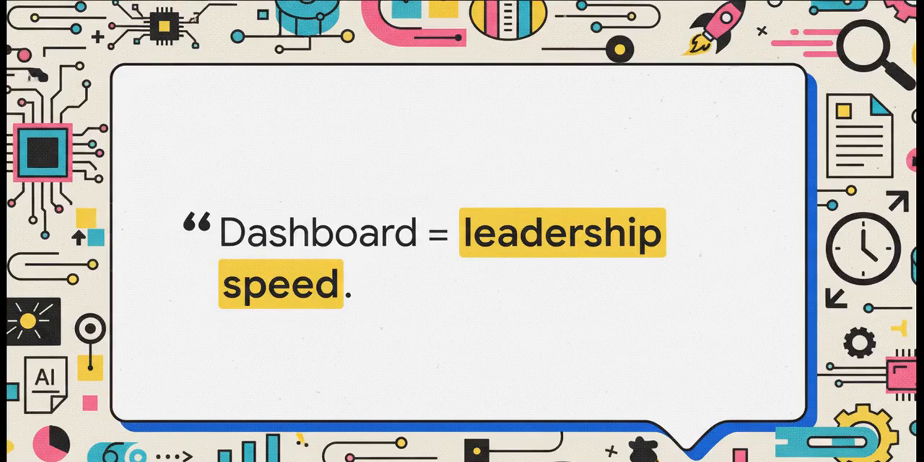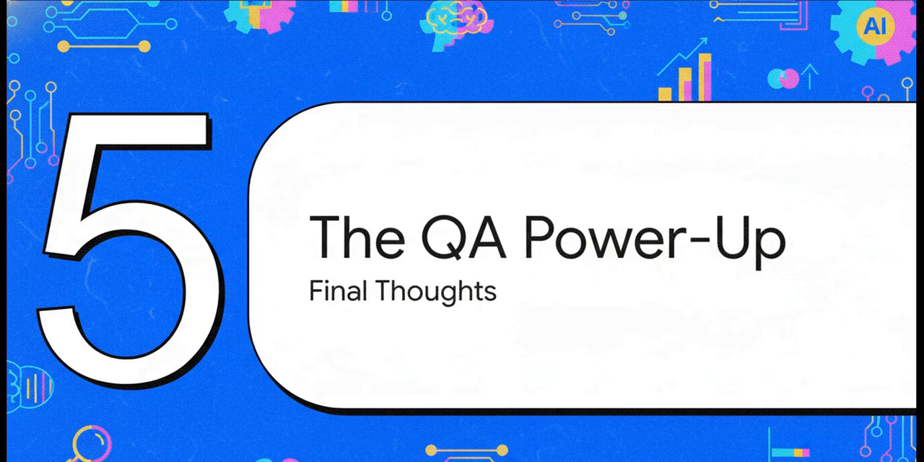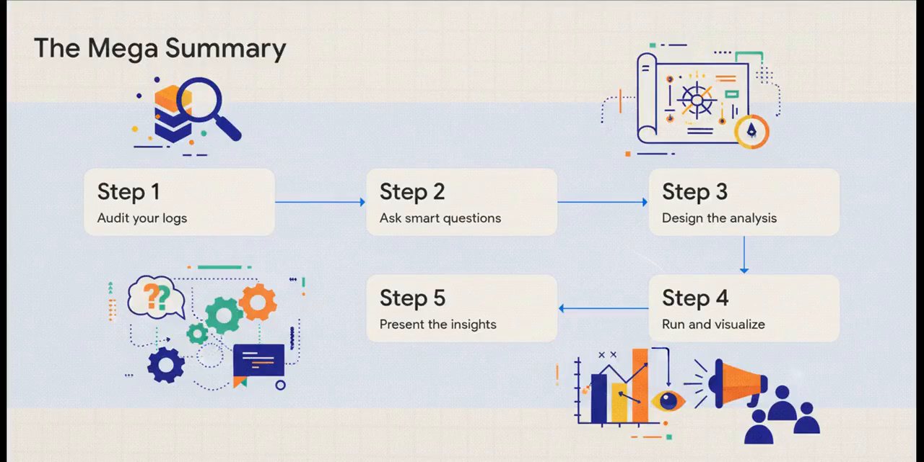And this is the ultimate goal, right here: to distill all of that complex analysis into a one-slide summary that lets leadership grasp the situation quickly and make faster, smarter, data-driven decisions. You're not just presenting data, you're enabling speed. So let's pull all of this together. Let's recap the entire workflow and see what this new capability really means for the role of QA in any organization.